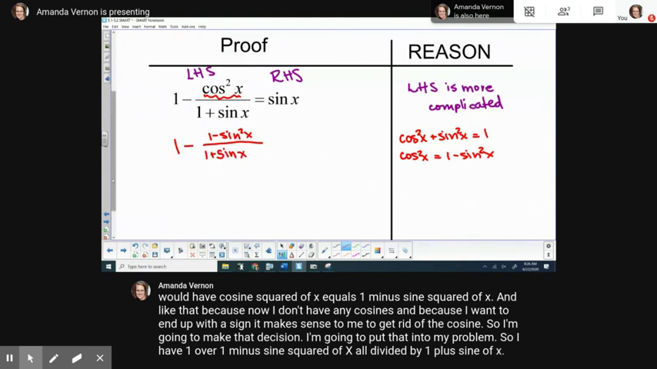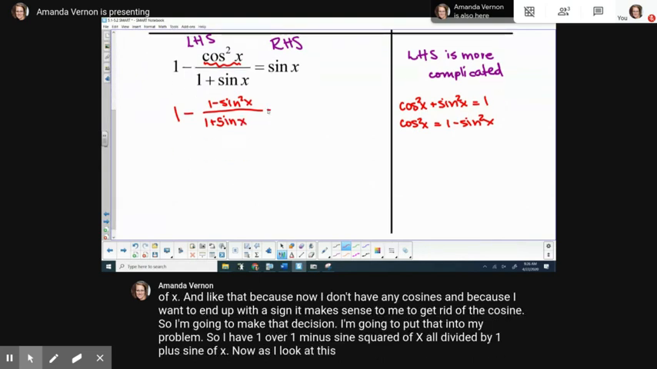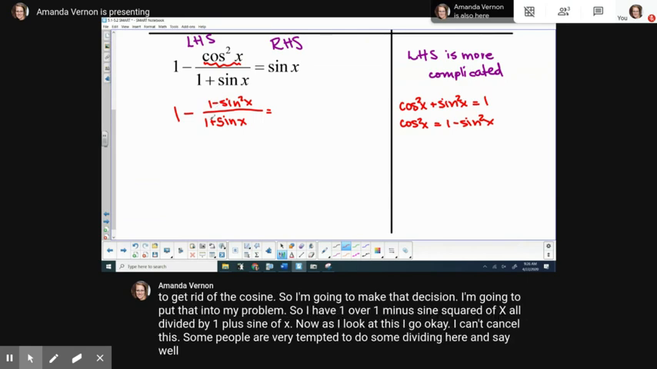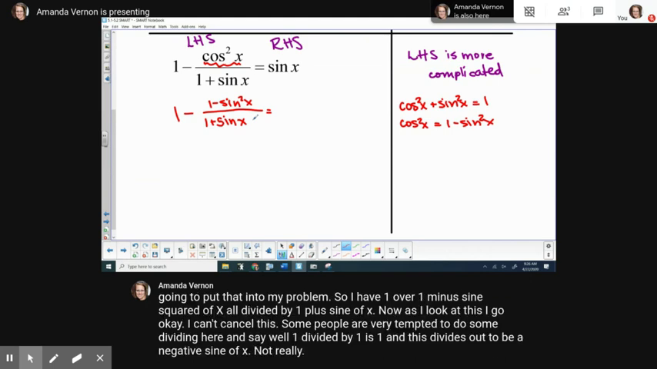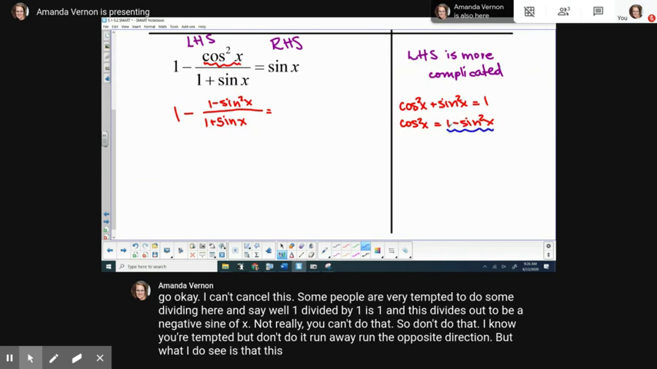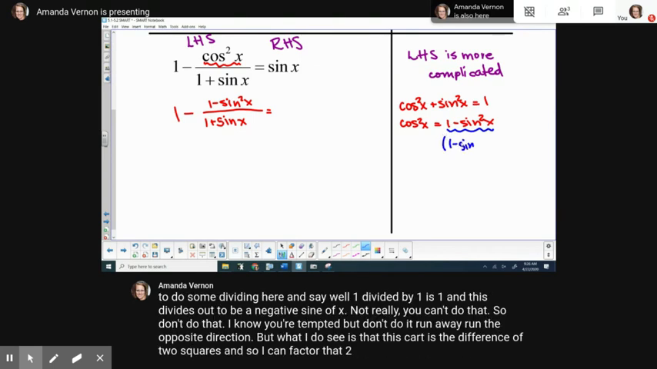Now, as I look at this, I go, okay, I can't cancel this. Some people are very tempted to do some dividing here and say, well, 1 divided by 1 is 1, and this divides out to being a negative sine of x. Not really. You can't do that, so don't do that. I know you're tempted, but don't do it. Run away, run the opposite direction. But what I do see is that this part is the difference of 2 squares, and so I can factor that to 1 minus sine x times 1 plus sine x.